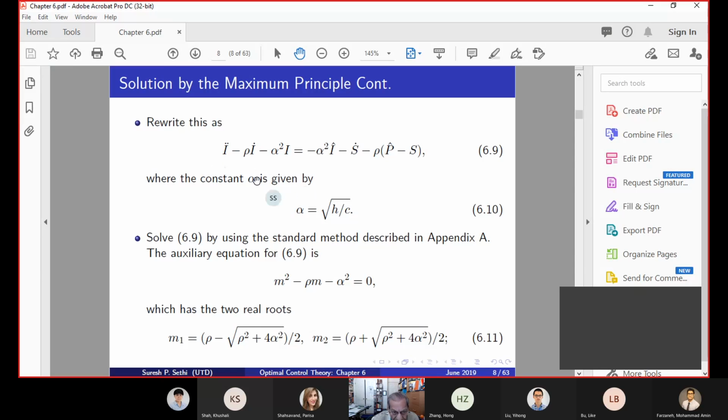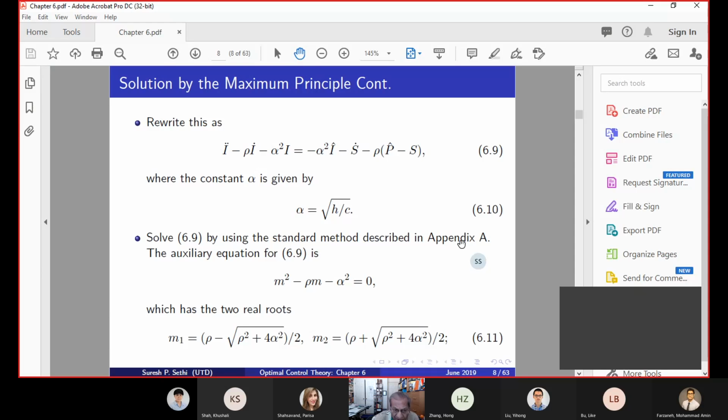This is a second order linear differential equation. And notice the right hand side is just a function of time. I know I hat, which is a constant. I know p hat, which is a constant. I know s, which is a function of time. It's a given demand. And I know s dot because I can take the derivative of that, and that will also be a given function of time. I'm going to assume that this s is differentiable. That is not a big problem here. And so we can write this as a second order differential equation.